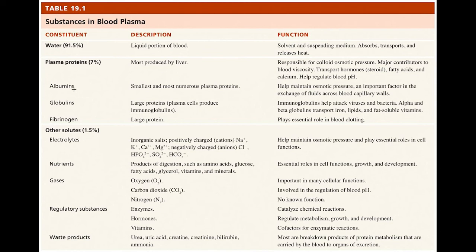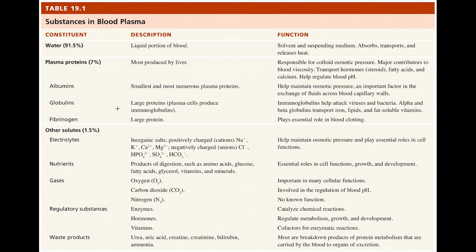The majority of these plasma proteins are called albumins. The albumins, once again, majority of them produced by the liver, are going to be primarily important in helping maintain osmotic pressure. In other words, they're a major factor when it comes to establishing your body's fluid balance. The next category are called globulins. These are much larger proteins. The globulins have a variety of different functions, but probably the most important of them are immunoglobulins.